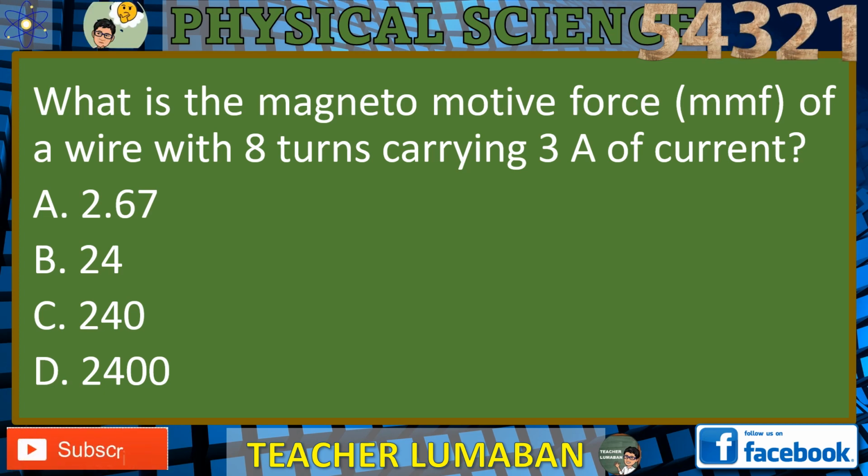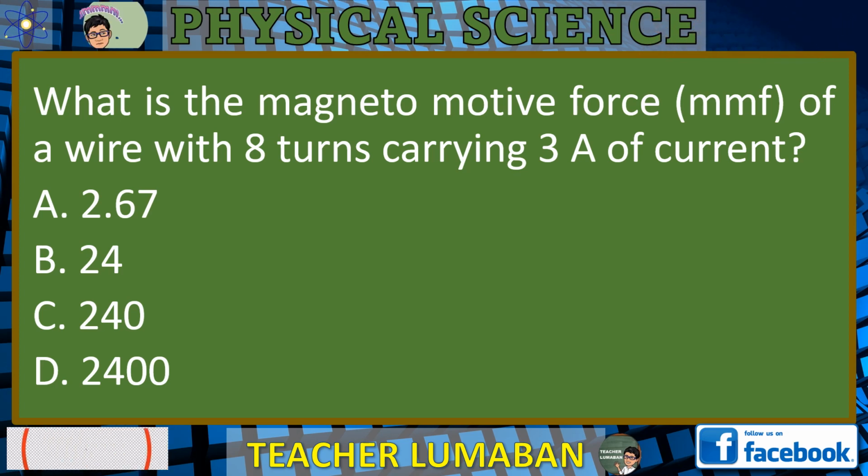To calculate the magnetomotive force, MMF, of a wire, we need to multiply the number of turns, N, by the current, I. Upang kalkulahin ang magnetomotive force, MMF, ng isang wire, kailangan nating i-multiply ang bilang ng mga pagliko, N, sa kasalukuyang, I. Given: number of turns, N, equals 8. Current, I, equals 3A.